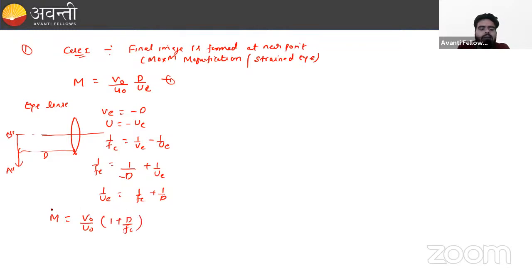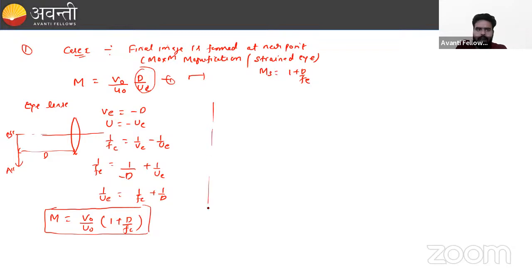There is no need to do this because we already know the magnification of a simple microscope when the final image is formed at the near point. We already know the magnification of a simple microscope is 1 plus D upon Fe. If we put this value directly in place of this value, we will get this result. Correct, guys?